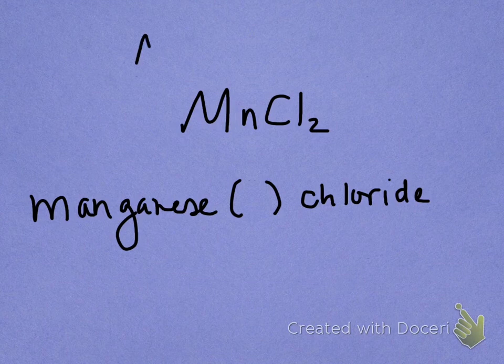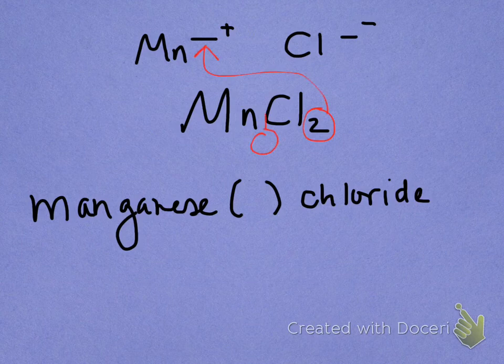So again, we got to do that reverse crisscross. We know that manganese, it's a metal, so it would have been the positive ion. Chloride ions are negative. We reverse crisscross. There's nothing there, which means we must have had a 1. So this is what compound? Manganese 2 chloride.